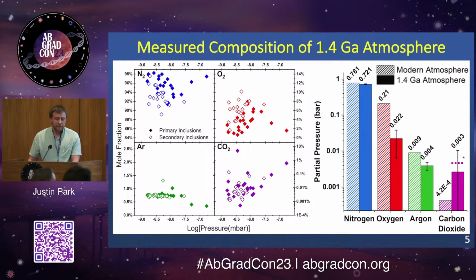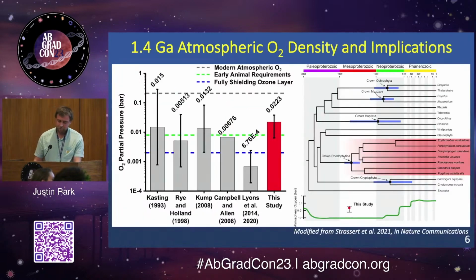Back 1.4 billion years ago, we found atmospheric nitrogen was roughly the same partial pressure as it is today. Atmospheric oxygen was around 1/10 as dense, argon was about half as dense, and carbon dioxide was actually 8 times more dense. Now, each of these gases has really important implications, but due to time, I'm only going to have time to talk about oxygen today.